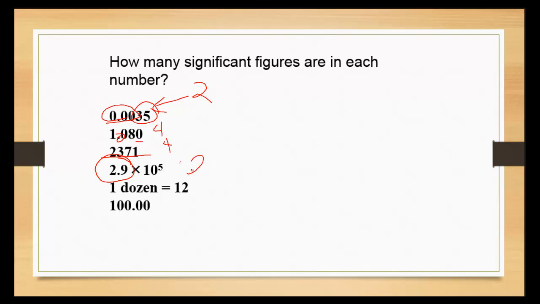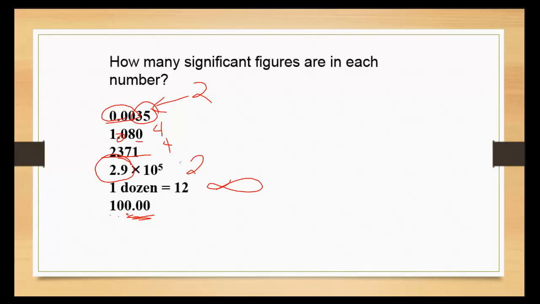1 dozen is equal to 12. Well, that's a definition. So that's unlimited, that's infinite. And here we have, once again, a decimal. So that means the trailing zeros all count. So 1, 2, 3, 4, 5.